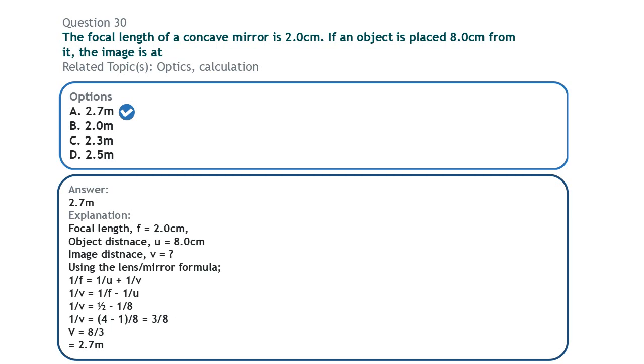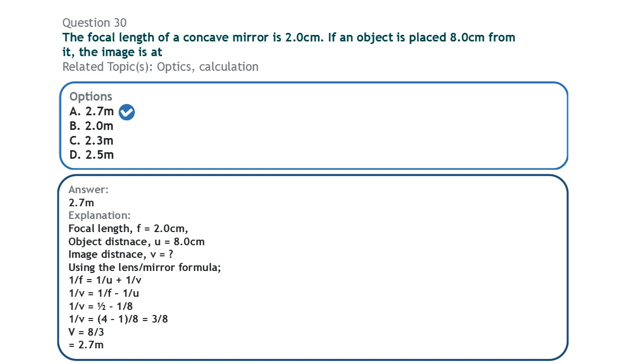This will then be 1 over f, the focal length, which here is 2, minus 1 over u, which is 8 here. Next, we take the LCM of 2 and 8, that is 8. Then 2 in 8 is 4. 4 times 1 here is 4. Minus 8 in 8 is 1. 1 times 1 is 1. So you have 4 minus 1 over 8. 4 minus 1 is equal to 3 over the 8 that we have here. So you have 1 over v is equal to 3 over 8.